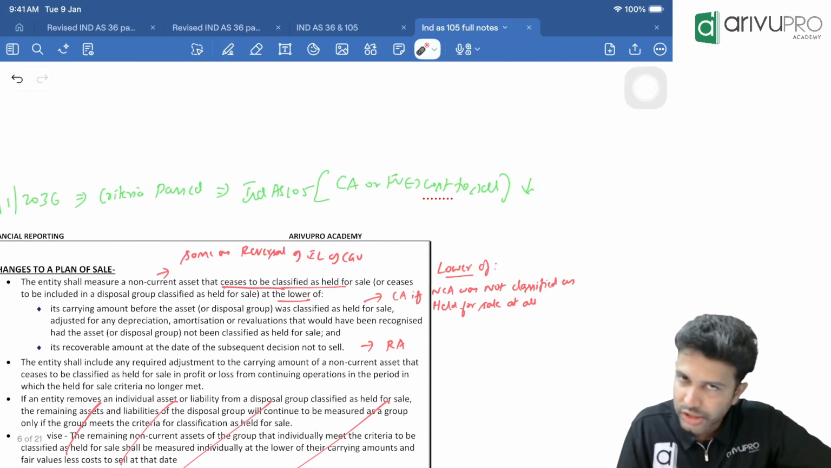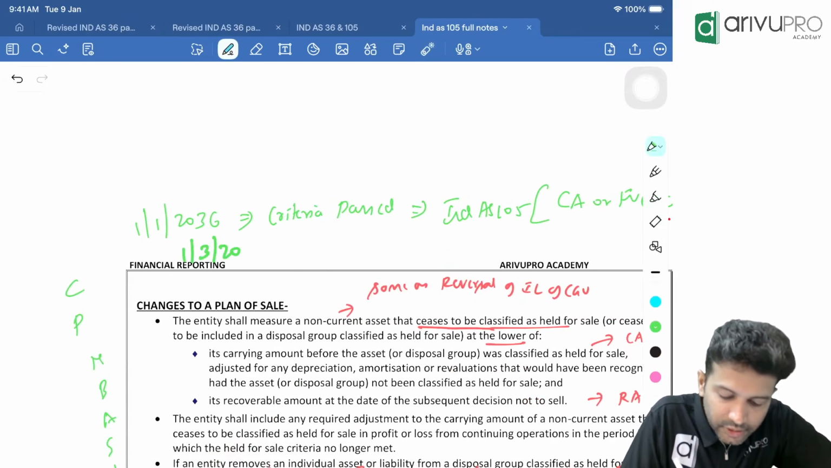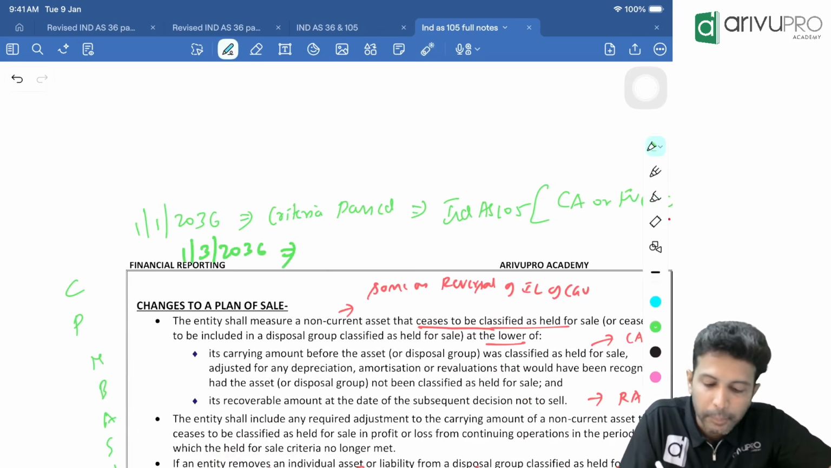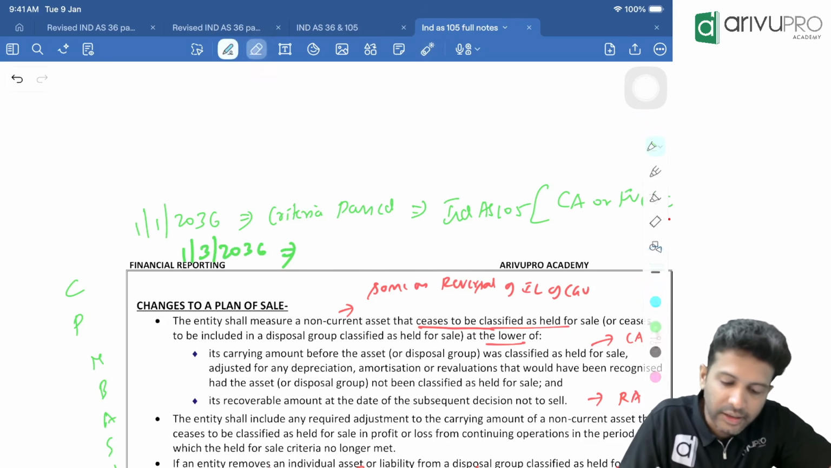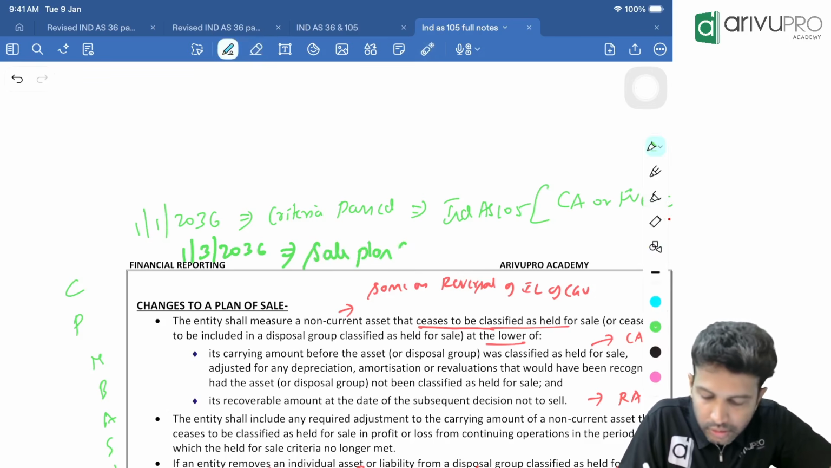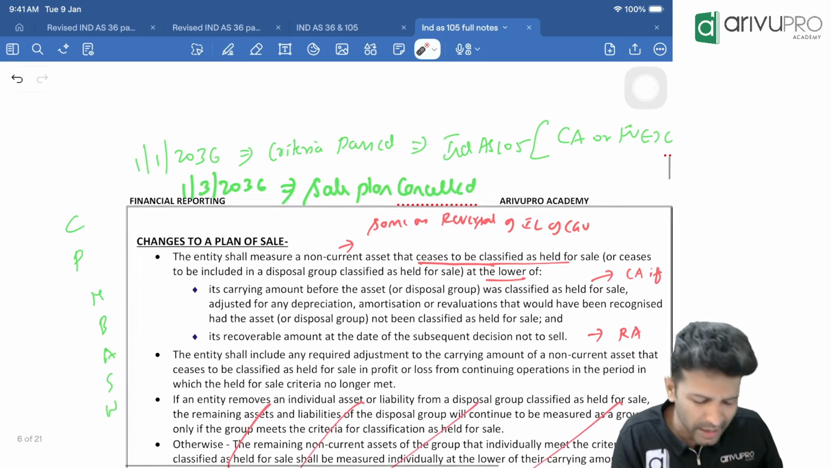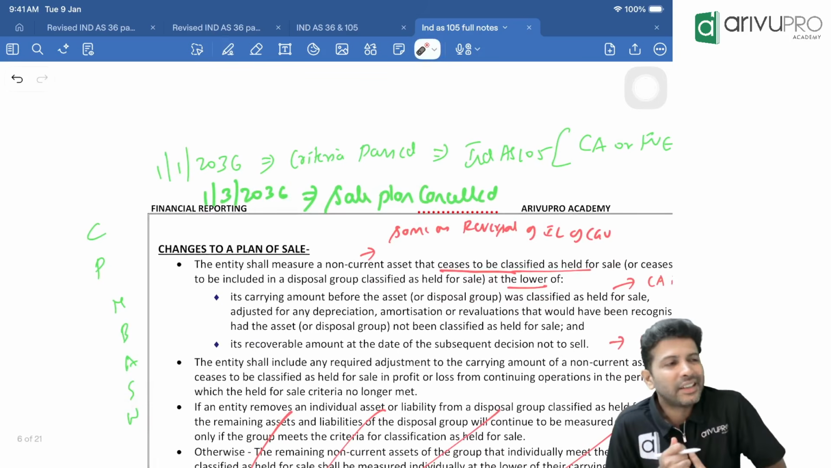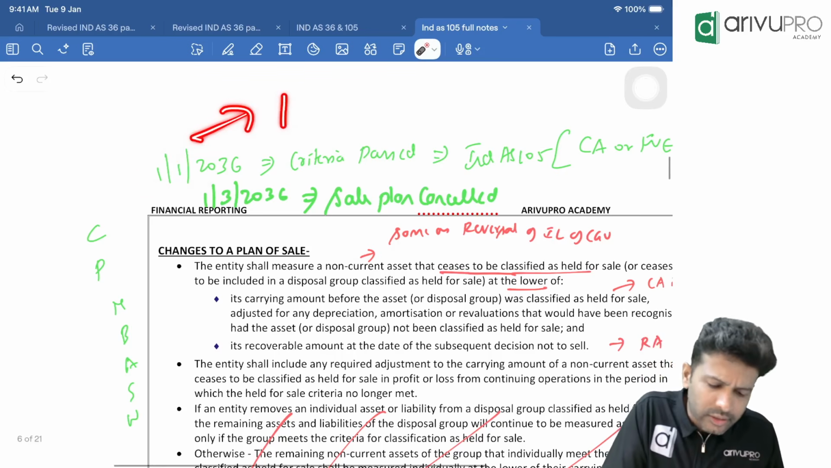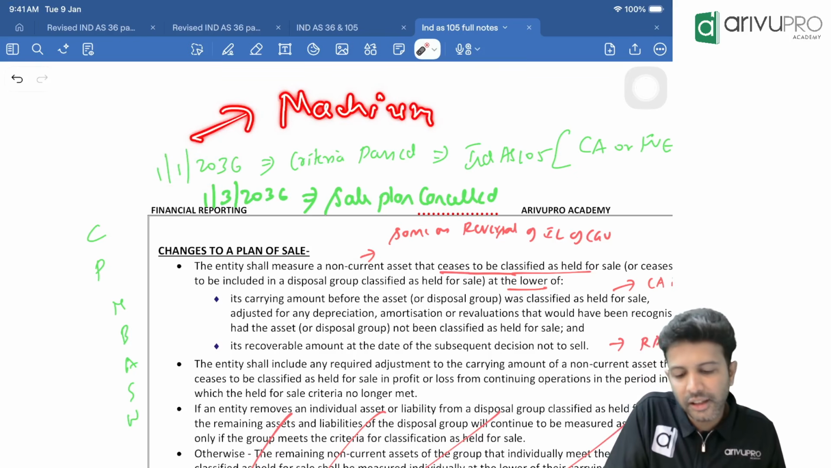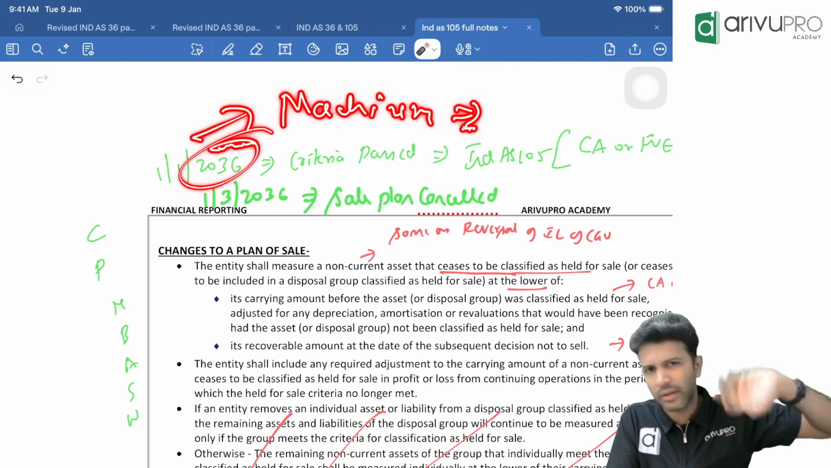Now let us say on 1st March 2036, the plan changed or the sale plan is cancelled. Possible, no? Because business is very dynamic. One of the criteria is that the plan is not to be withdrawn. Management should have an intention not to withdraw the plan. Let's say the company thought that they will sell the plant and machinery. They were pretty clear that yes, we will sell it, we have no intention to use it.